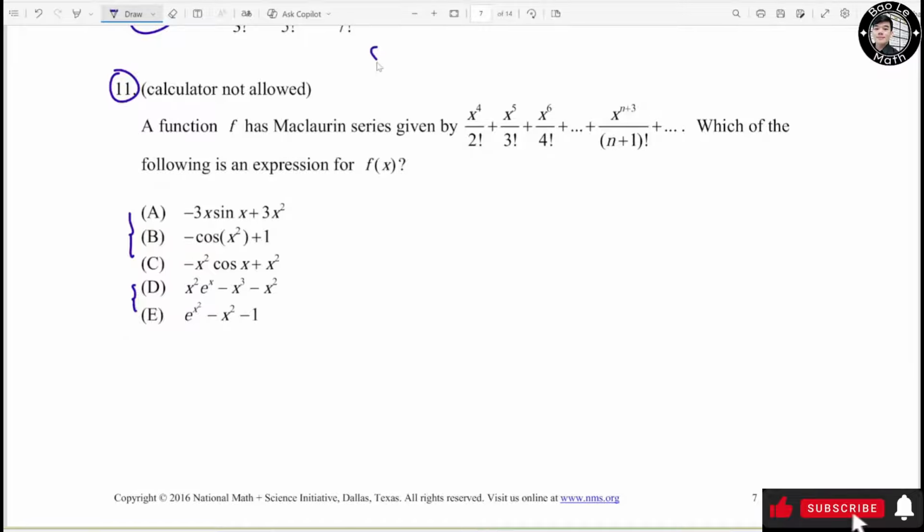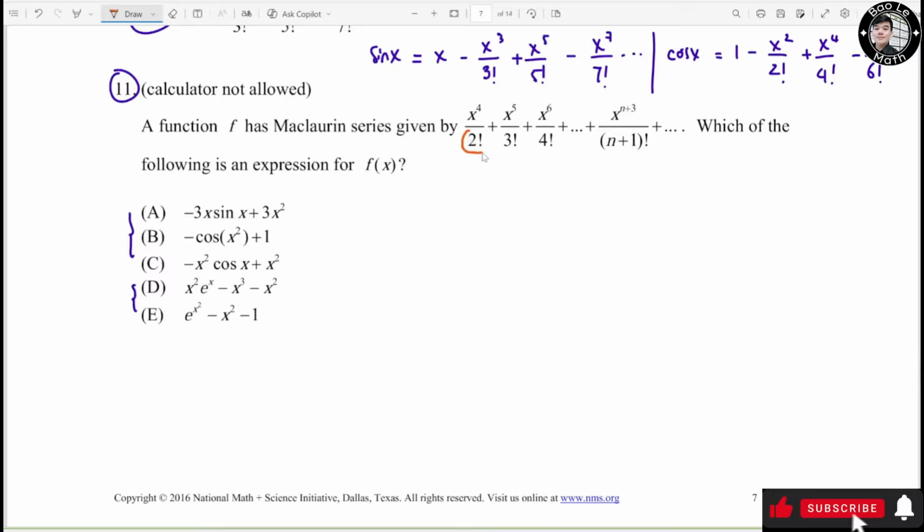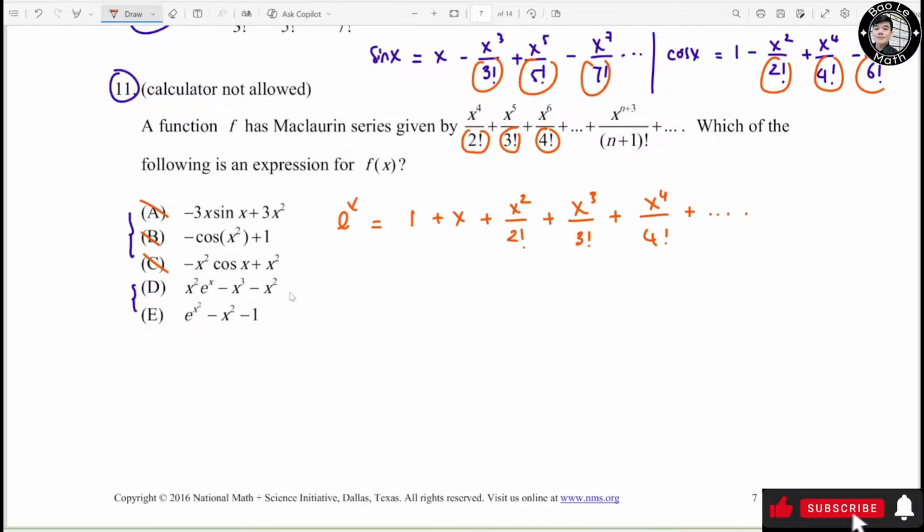So remember the sine function is given by a series in n. The cosine function is given by a series too. The given one right here has 2 factorial, 3 factorial, 4 factorial, right? So it cannot be A, B, C, because those have only 3 factorial, 5, 7, or 2, 4, 6. Now we have e to the s given by its series. Now look at D right here, we can factor s squared out.